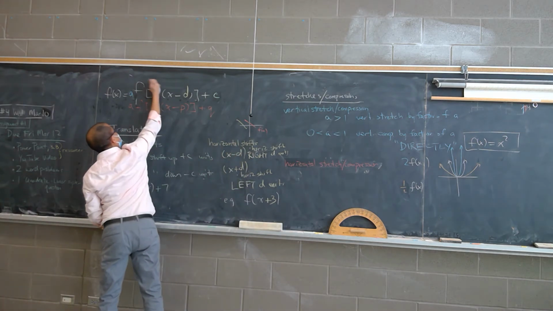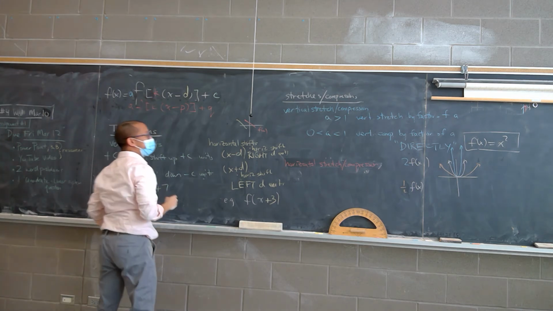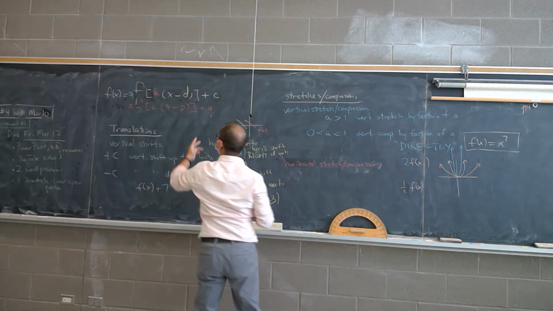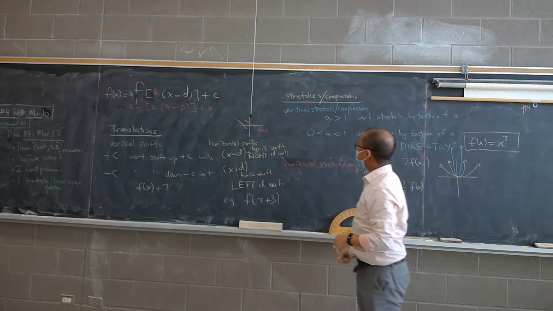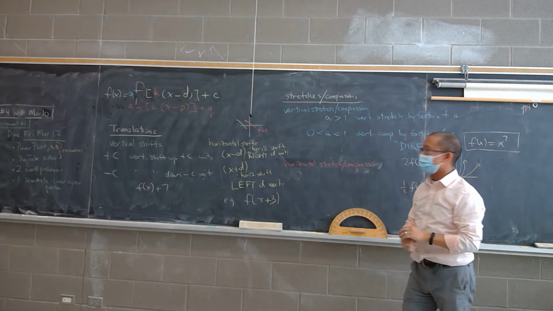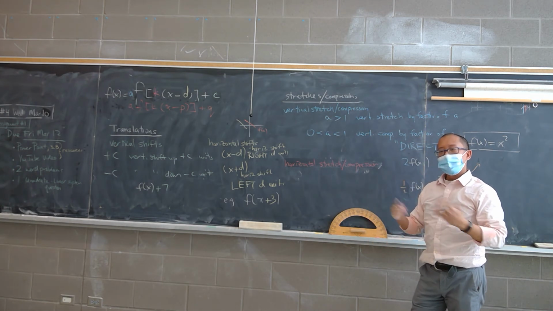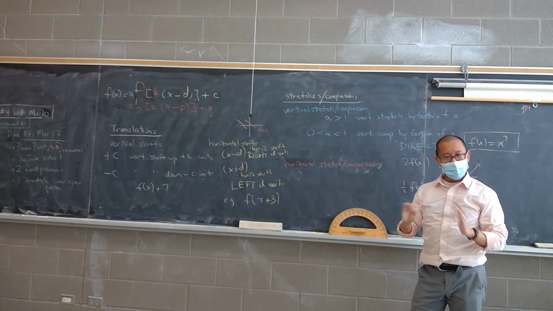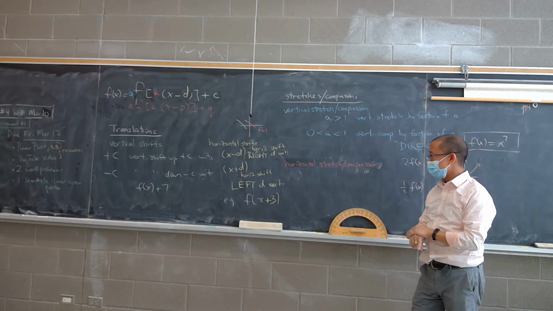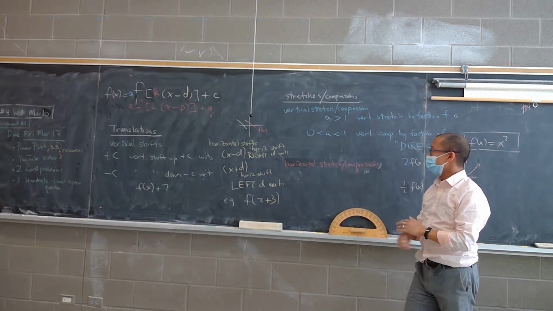And K is the hardest one. So at least these two kept the same. A and K is the same. And it's called a horizontal stretch and compression. So I'm trying to slow it down. Notice I didn't do any reflections yet. We don't have time for that unless some of you can figure it out.